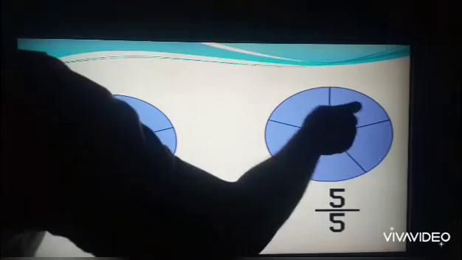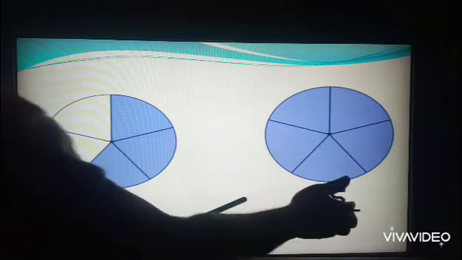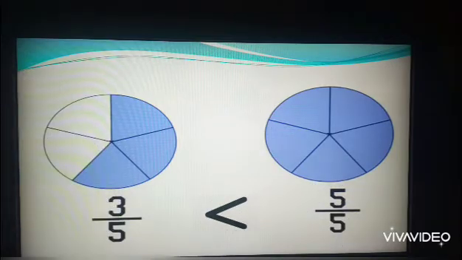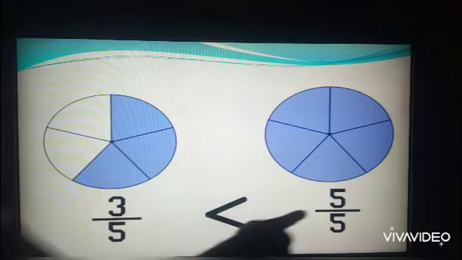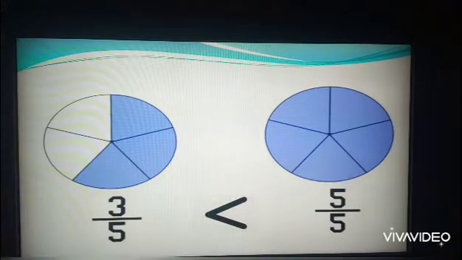Shaded. 1, 2, 3, 4, 5. So if you were the crocodile, which one will you eat? Are you going to eat this one or this one? If you want the bigger one, you will definitely take 5 and leave the 3, because 5 is bigger than 3. There are instances where it may not work that way, and I'll teach you.